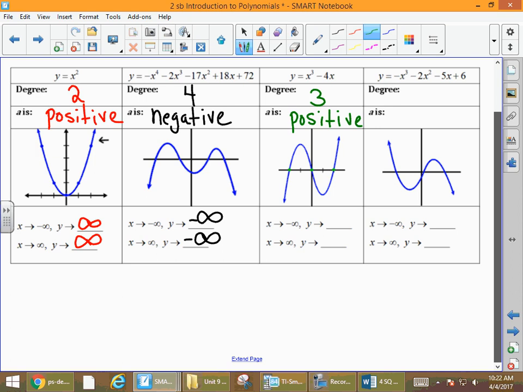And once again, x approaches negative infinity. That means we're going to the left. As we go to the left, what's happening is that our graph is going downward. So this is going to be negative infinity. As x approaches positive infinity, our graph is going upward. So we're going to go to positive infinity. And I think I said that right. As we go to the left, our y values are going downward, negative infinity. As we go to the right, our y values are going upward, which is positive infinity.